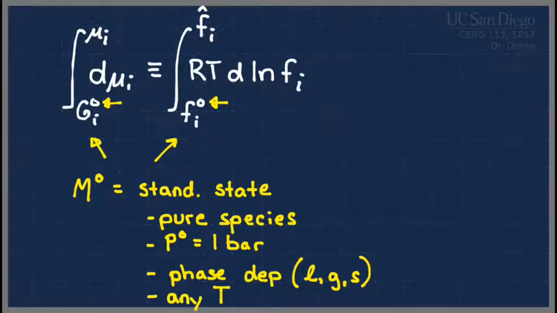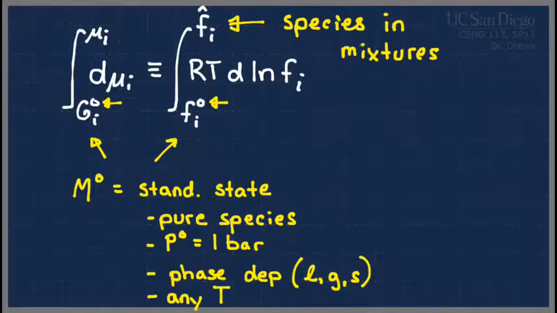Okay, so if I do that integral now, I've described to you what those circles mean. They mean we are working at the standard state. The top part of the integral, I need to know what these are. These are the species in mixtures.